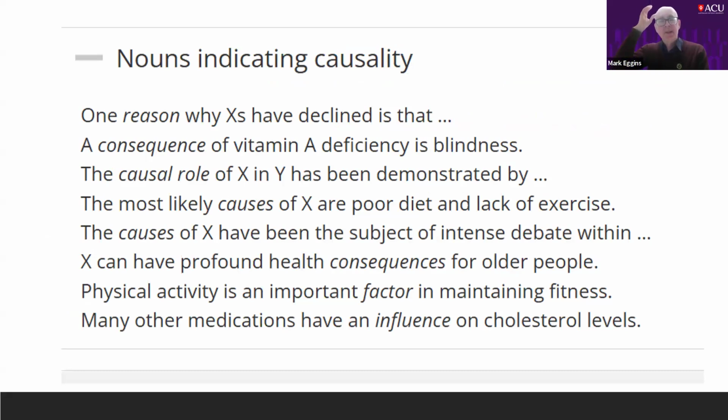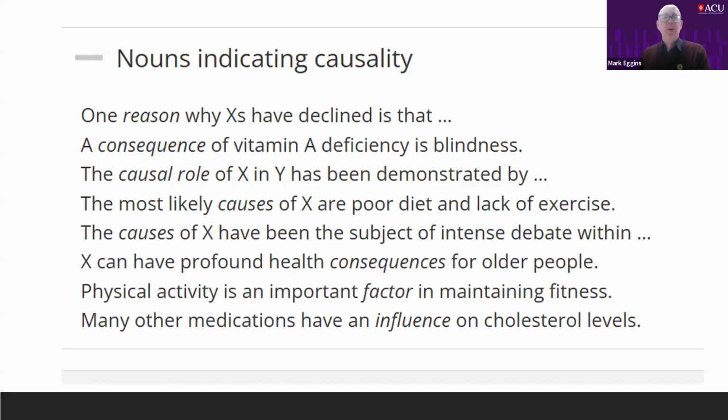And see here, you can see many ways you can start a sentence with a focus on the noun, indicating some causality. Okay, so this website, very, very useful. It's open access for ways to your sentences. Okay, that is the academic phrase bank.